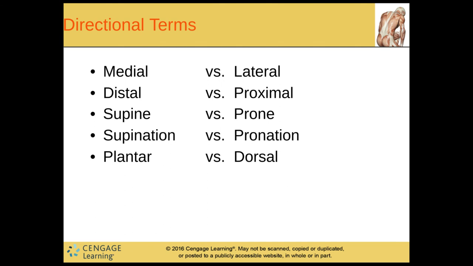All right, so then we have directional terms. Medial versus lateral. Medial is towards the midline of our body, so towards our belly button. Anything away from that is lateral. So if we put our hand out, we could say that our hand is lateral to our stomach. And then we have distal and proximal. Again, word association: distal, think of distance, so something that's further away. Proximal, meaning in proximity to something, so that's close, right?